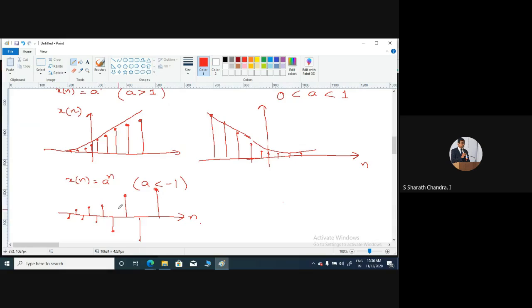So on. Okay, this would be the shape whenever a is less than minus 1, and similarly if a is between minus 1 and 0, it takes a shape alternately that goes on decreasing with the values of these amplitudes in both the directions. So on. This becomes n, and this is your x of n.